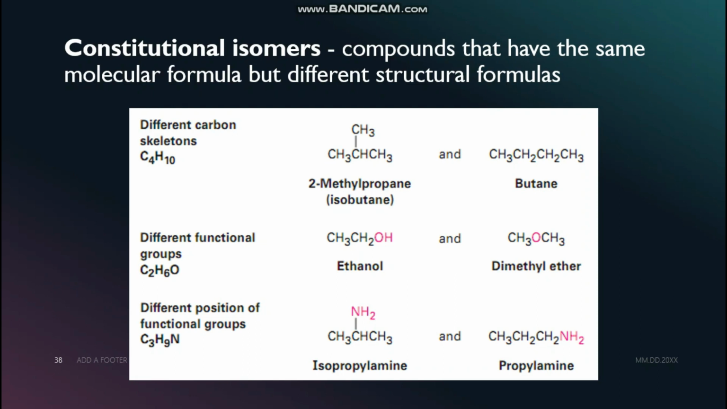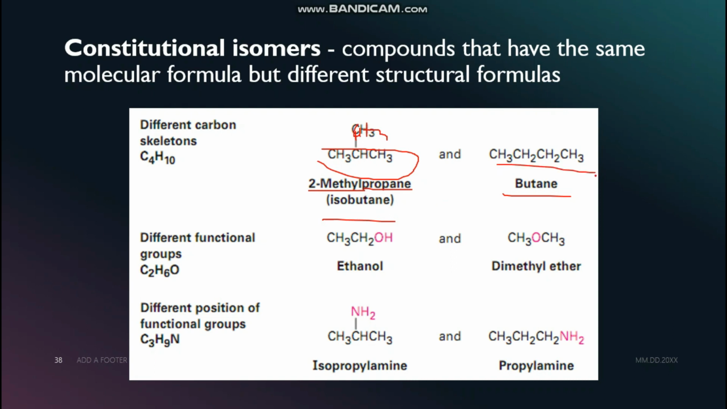So constitutional isomers may have different carbon skeletons. For example, we have butane and the isobutane. So in this one, the carbon skeleton or the parent chain is just one. So sa isobutane, tatlong carbon yung parent chain niya or the carbon skeleton. So that's propane and merong isang methyl group na nakabit sa kanya on the second carbon. Kaya siya tinatawag din na 2-methylpropane.